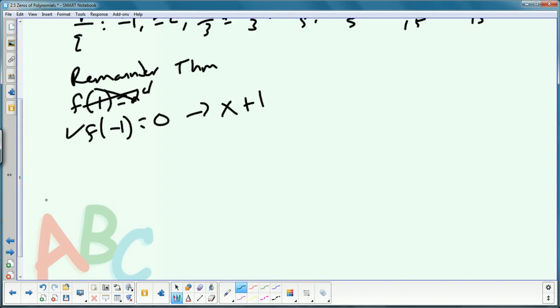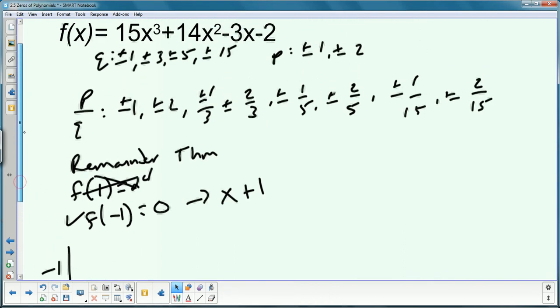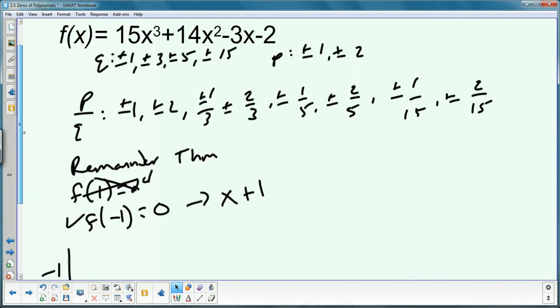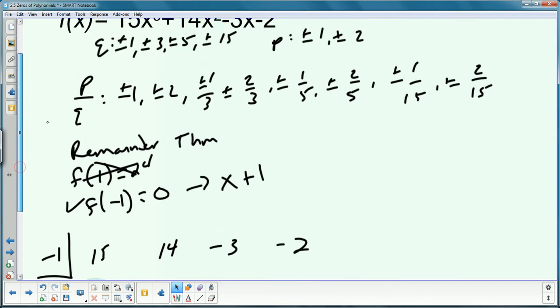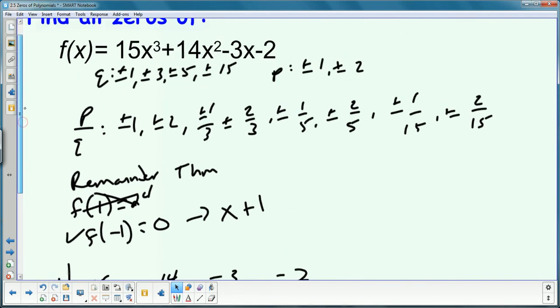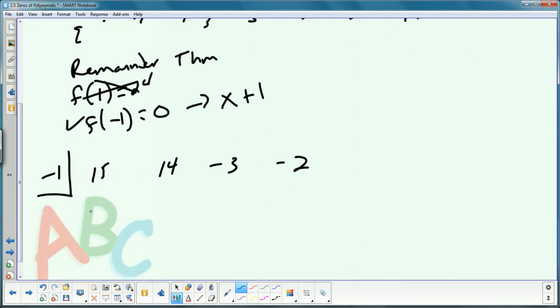So now we're going to do synthetic division. So I put negative 1 here, and I'm going to go back and use my coefficients: 15, 14, negative 3, and negative 2. Okay, double check those again. 15, x cubed, x squared, x, and a constant.